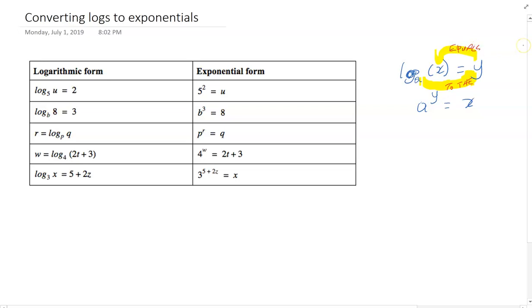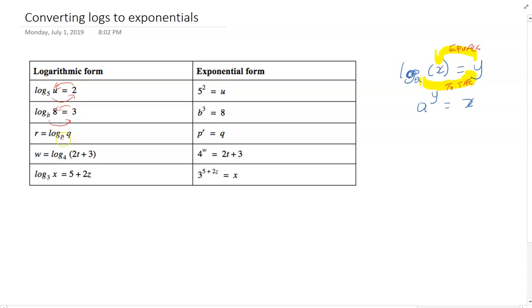So that's a way of looking at it. Okay, so if we have a logarithmic form, log base 5 of u equals 2, you'll be thinking of 5 to the 2nd equals u, right? And that is your exponential form. Again, log base b of 8 equals 3, so that will be b to the 3 equals 8, and so on.